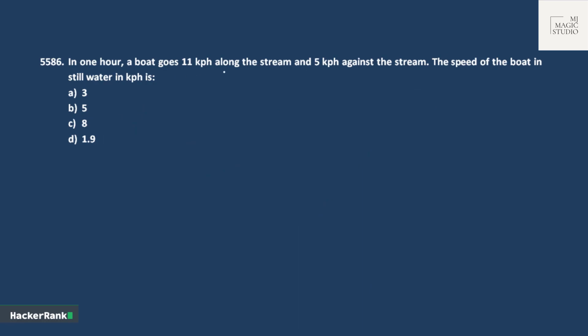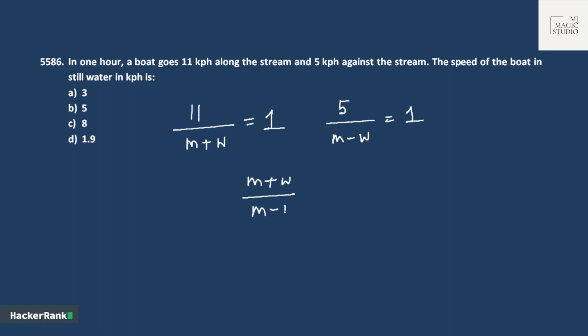In 1 hour, a boat goes 11 kilometer along the stream. That means 11 by m plus w. This is traveled in 1 hour, and 5 kilometer against the stream, 5 by m minus w. This is also equal to 1. Now we can use our short trick, and that is m plus w value is 11 and m minus w is 5.